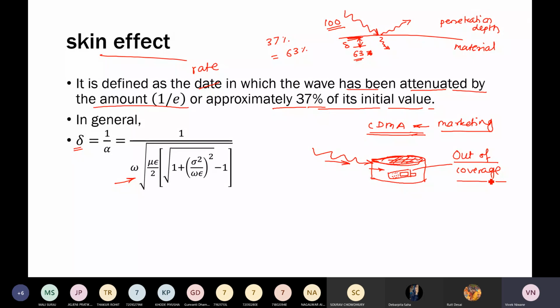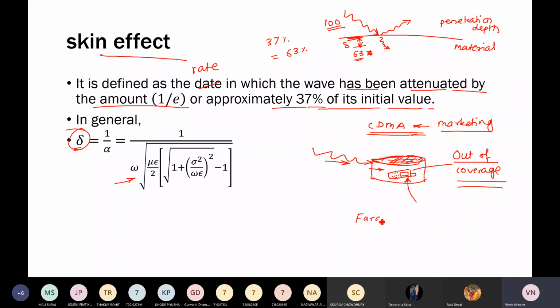So if the boss asks, "Hey, why have you kept your phone out of coverage?" "No, boss, you can check my handset. I didn't switch it off." But on the back end, they put their handset inside a stainless steel container where the penetration depth was not sufficient for the mobile handset to get the tower, to get its range. So the penetration depth there was less.